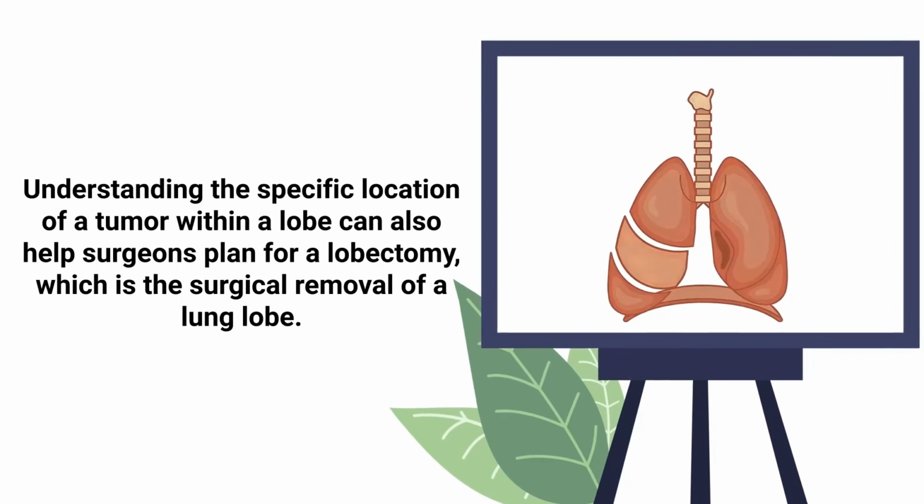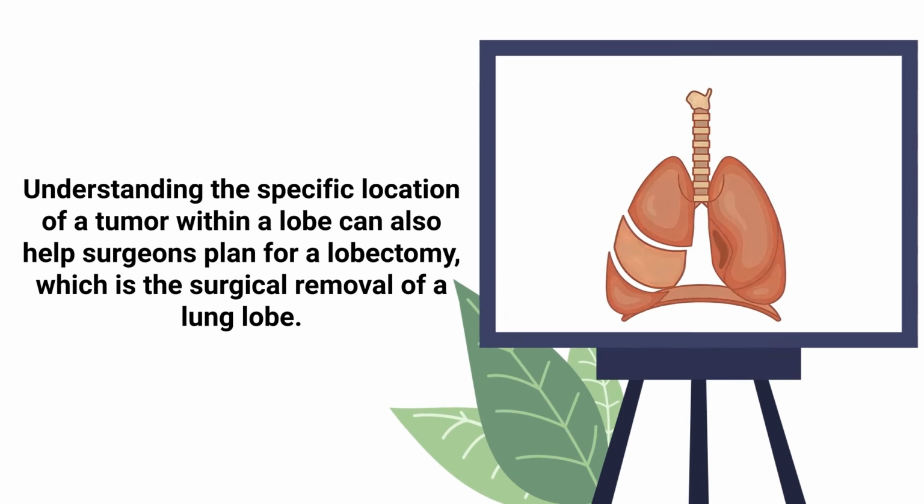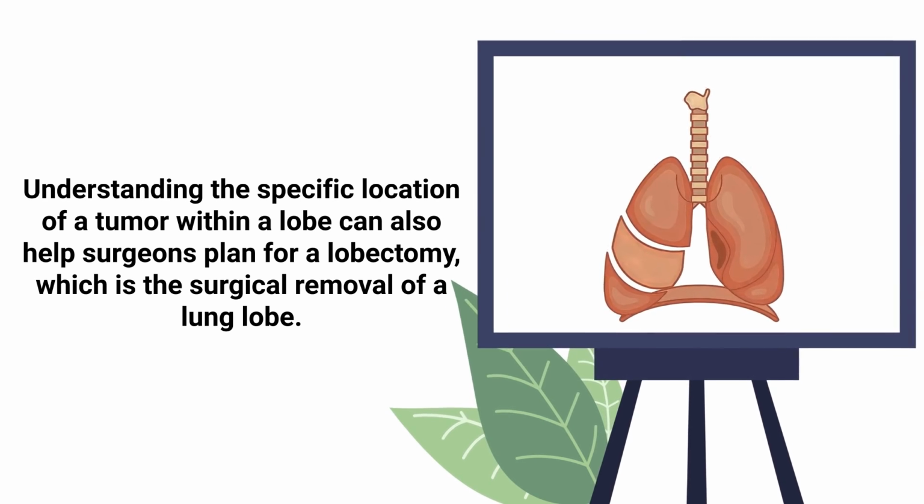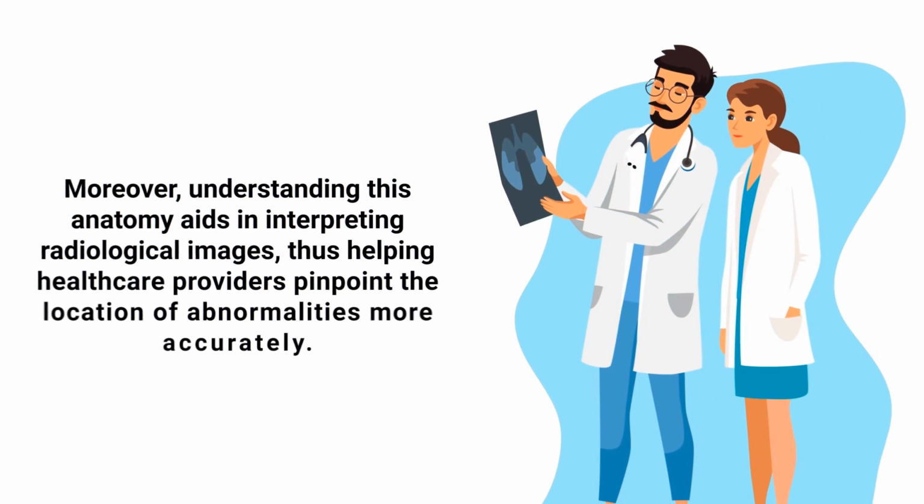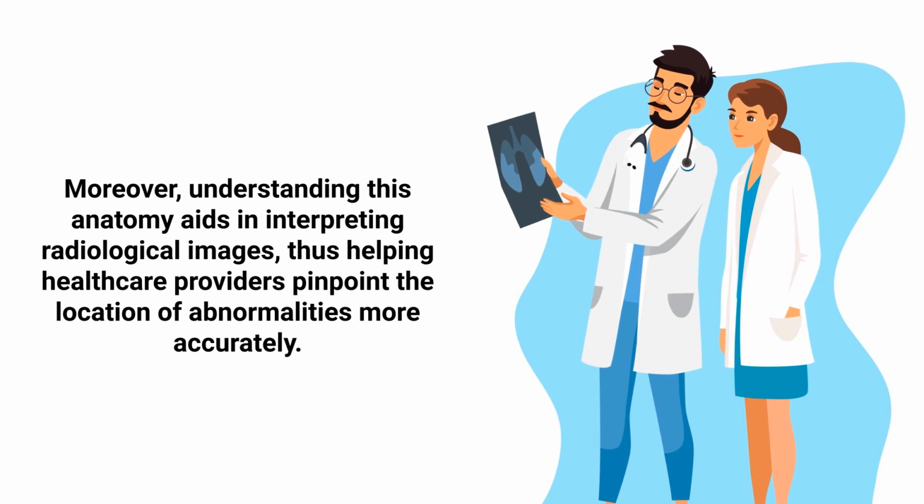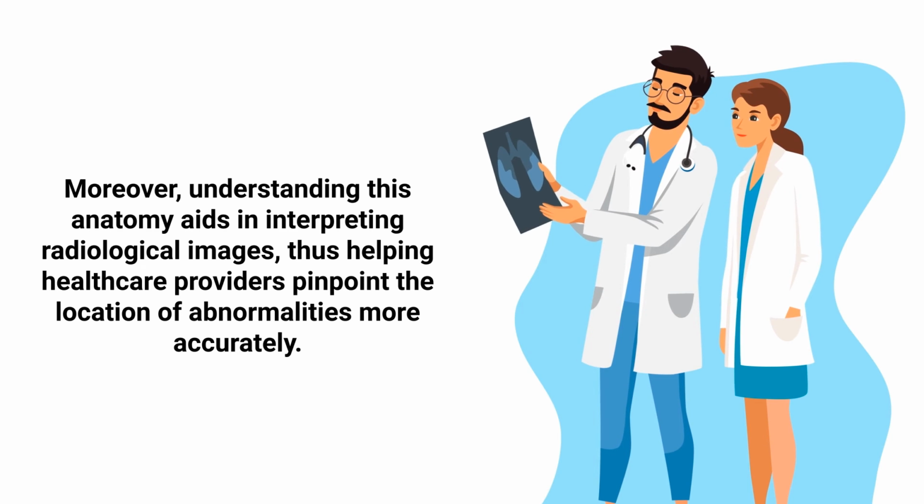Understanding the specific location of a tumor within a lobe can also help surgeons plan for a lobectomy, which is the surgical removal of a lung lobe. Moreover, understanding this anatomy aids in interpreting radiological images, thus helping healthcare providers pinpoint the location of abnormalities more accurately.